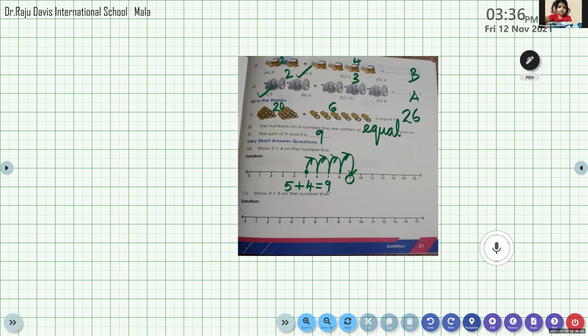Okay, so those who have completed, you can do 11. Question number 11. Show 3 plus 3 on the number line. The same method. So you can mark the number 3 on the number line. You can jump 3 times towards right side. 1, 2, 3. So we will reach the number 6. So 3 plus 3 is equal to 6.